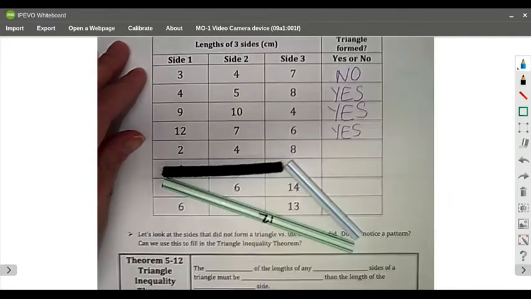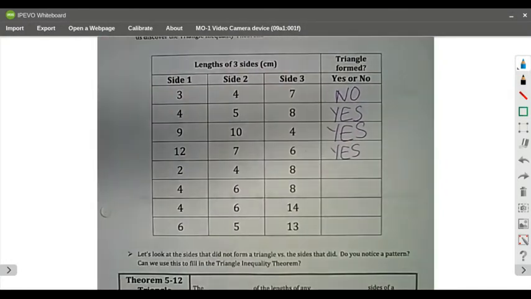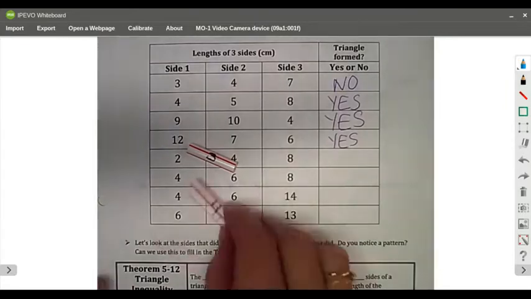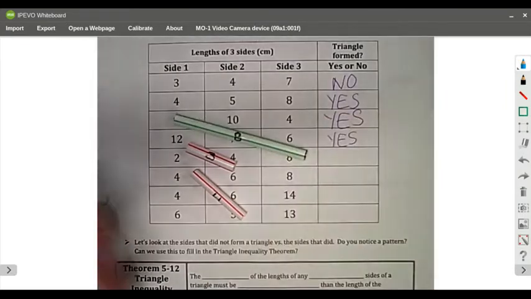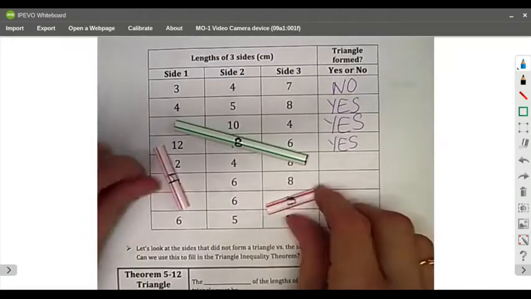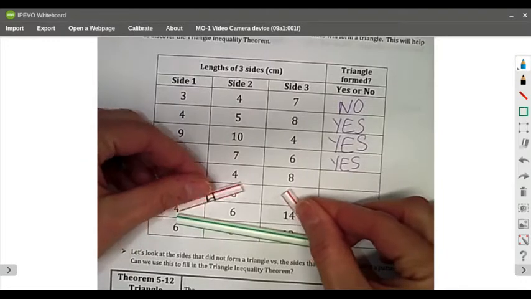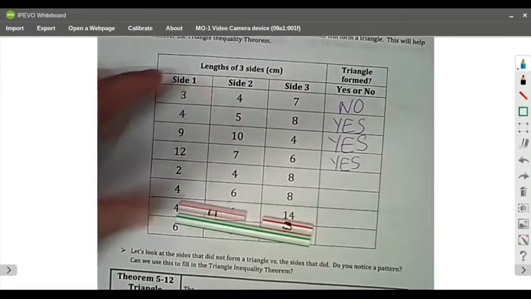Maybe some of you already have figured out the rule here. 2, 4, and 8. Oh, I think I don't have my 2 either. I'll do 3. We'll get the same result. So 3, 4, and 8. I don't know why I always have to put the bigger one on the bottom. So here's 3, 4, and 8. Will this make a triangle? No.